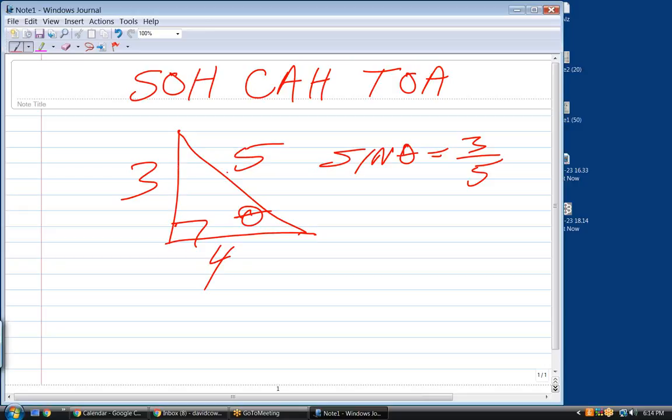Exactly. What's the tangent of theta? 3 over 4. And the cosine of theta? 4 over 5. Okay. Now if I move theta up to there, what's the sine of theta? 4 over 5.